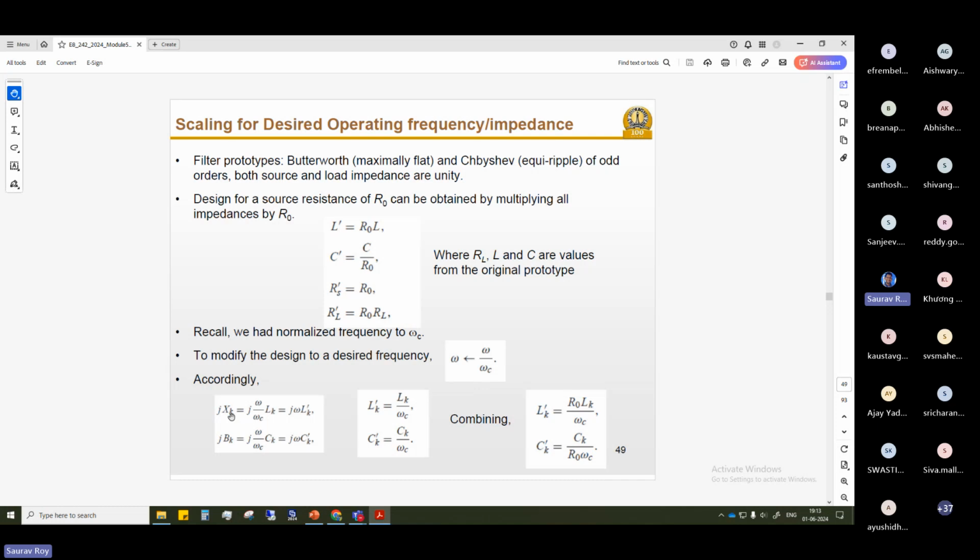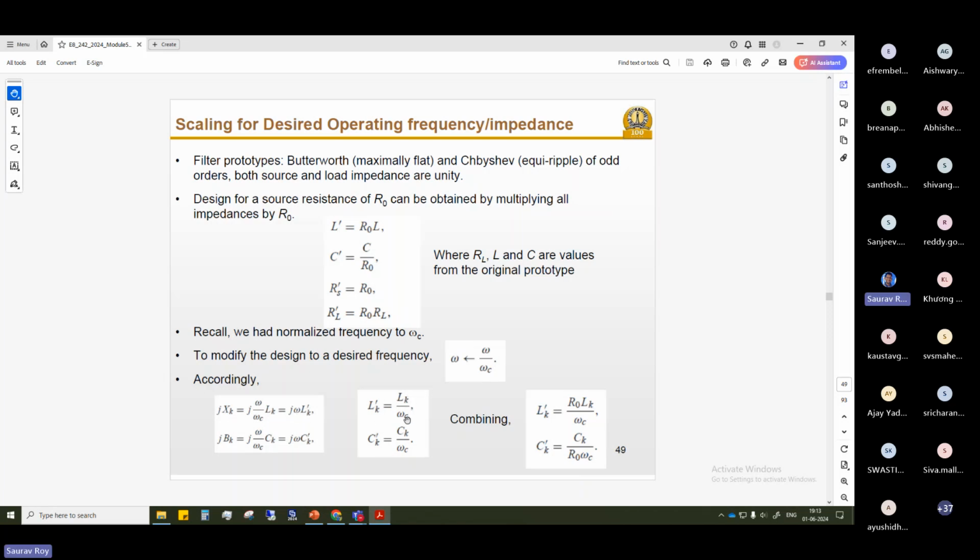So you see JXK, the capacitance or admittance, all these values have to be multiplied by the omega over omega C component for some particular norm frequency you want to design. Okay. So that is how you get the values of LK and CK.